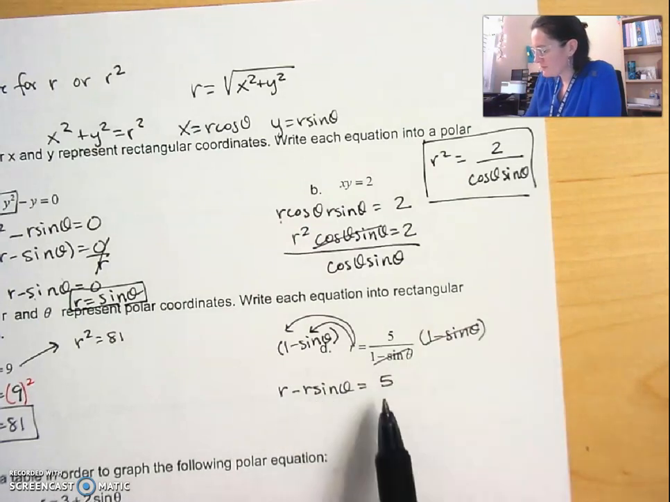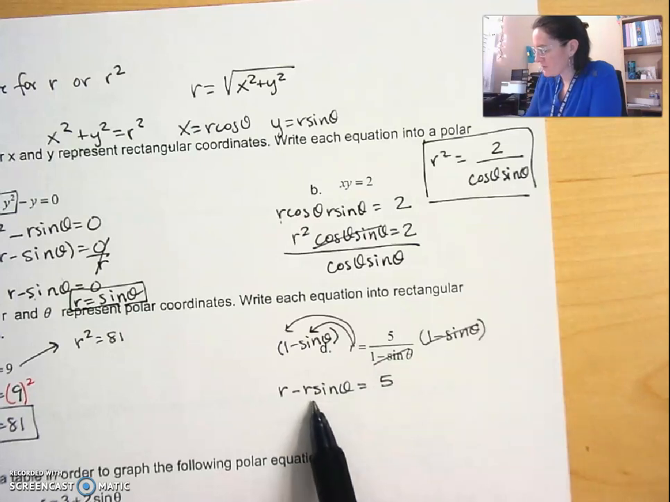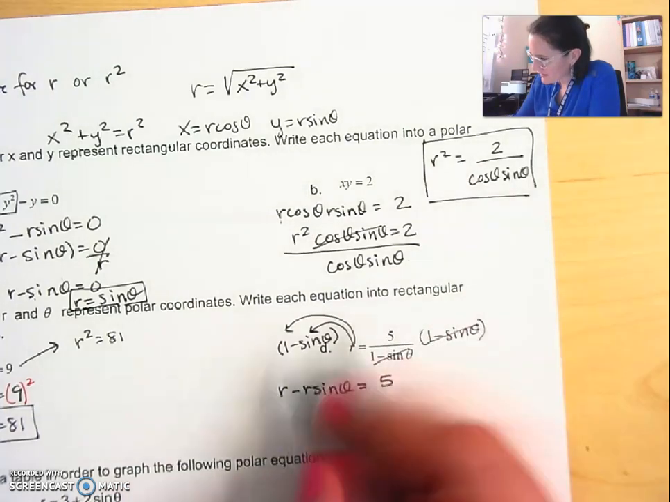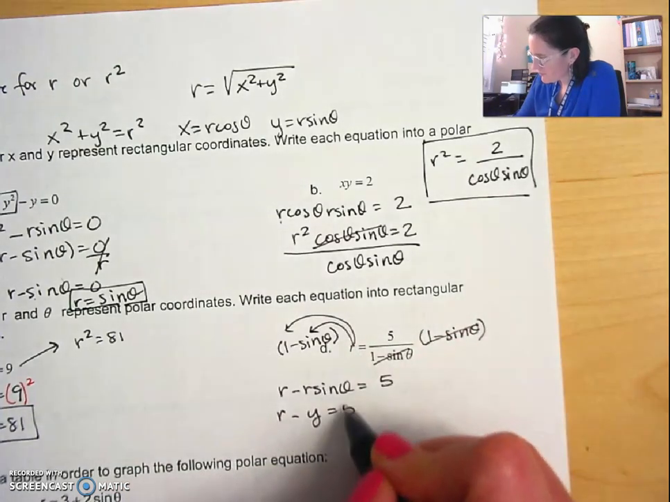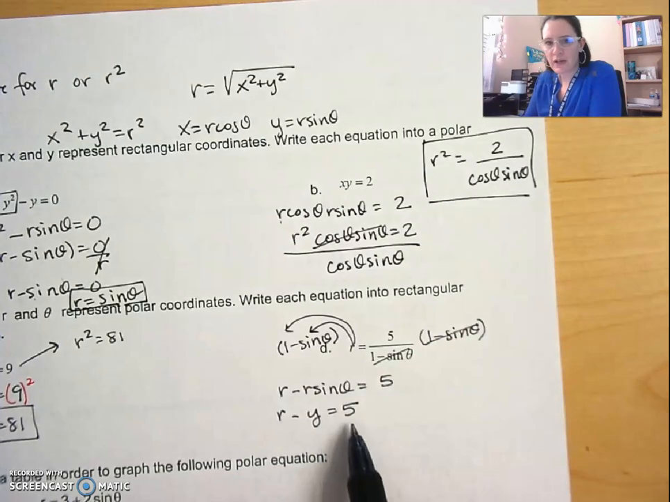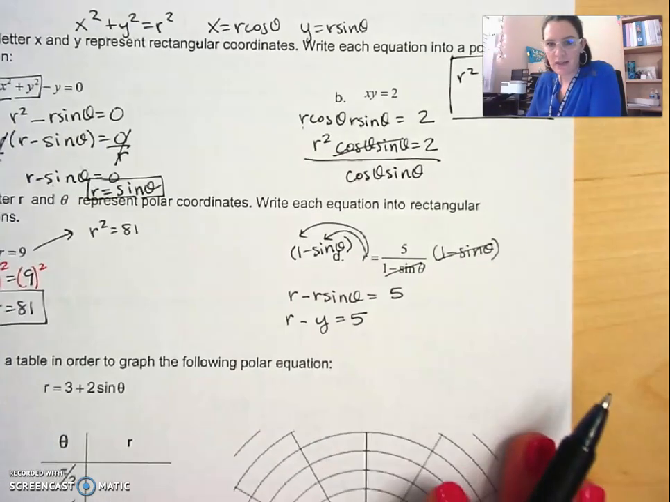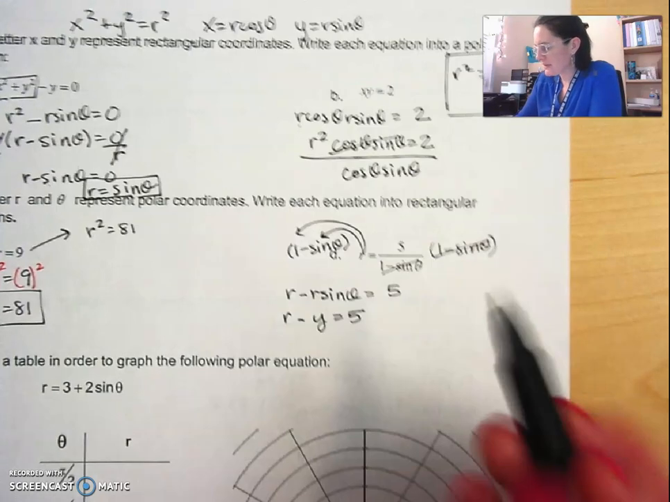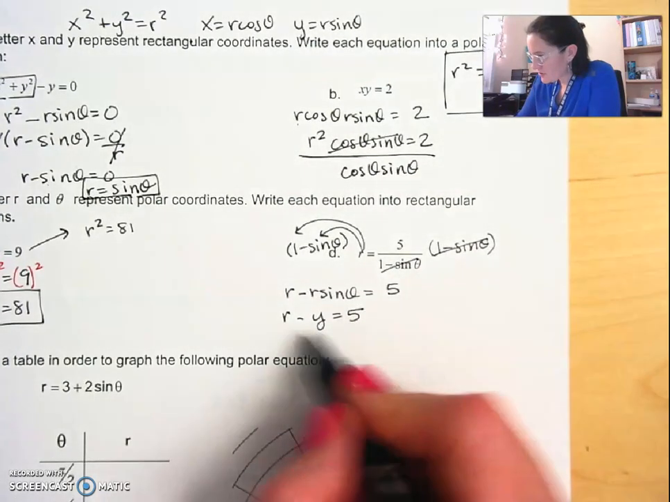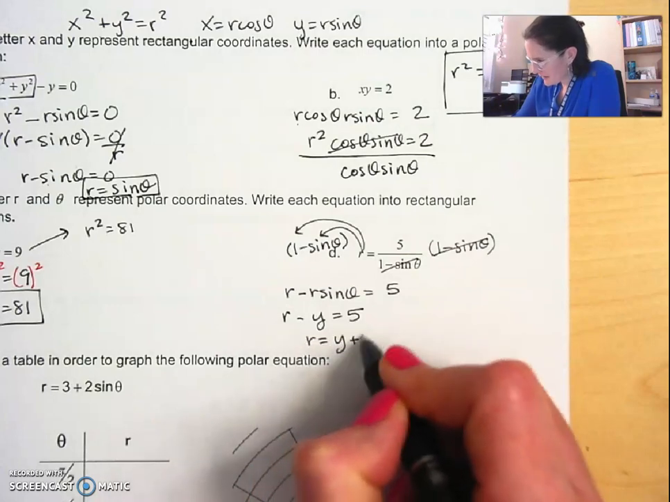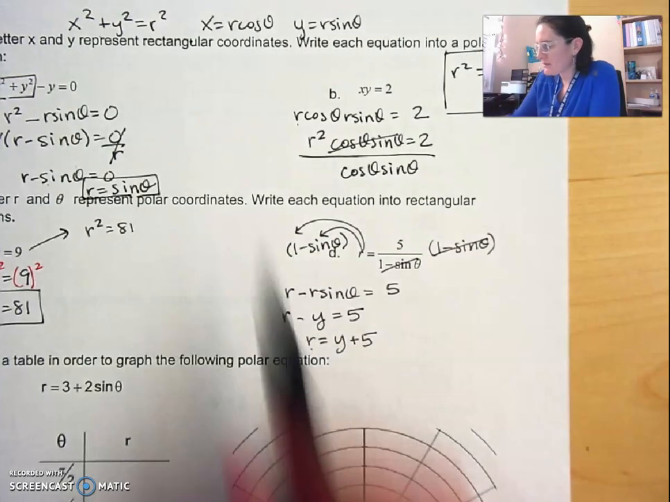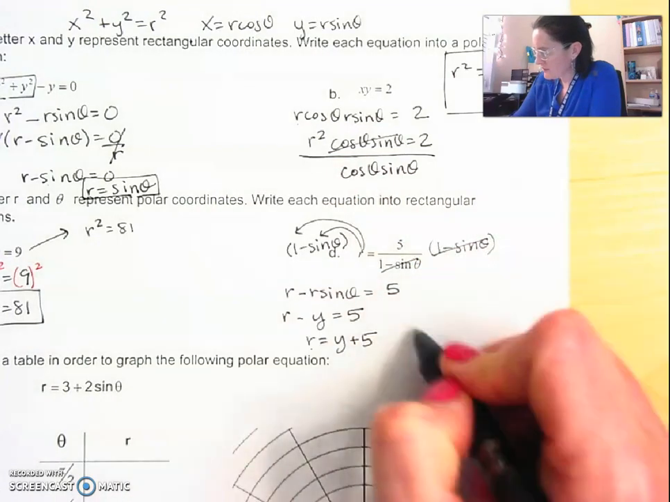And for r sine theta, I can substitute y. So I'm at r minus y equals 5, which is closer. I still have an r, though, that I need to get rid of. I'm going to go ahead and solve for r here by adding y to both sides, just to clean that up a little bit. And then now for r, I'm just going to plug in the square root of x squared plus y squared.